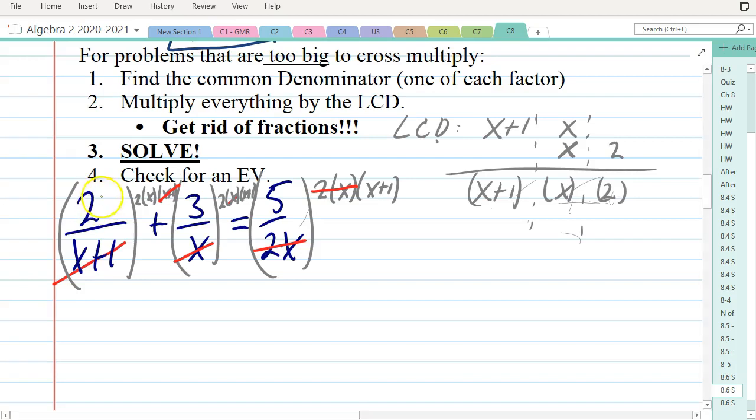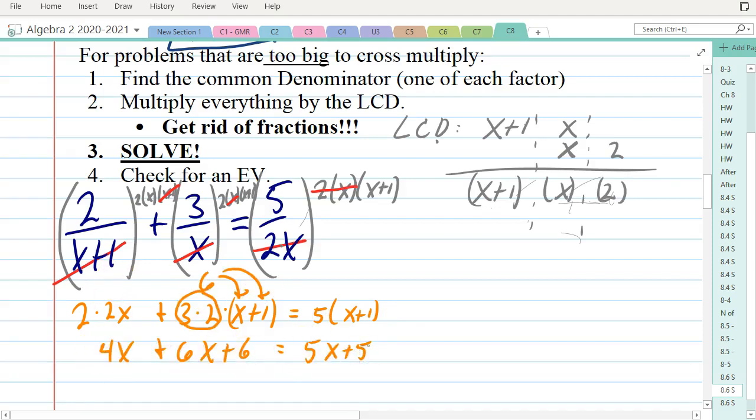And then you multiply whatever's left over. I have a 2 times 2x. Plus, I have a 3 times a 2 and an x plus 1. 3 times 2 times x plus 1. And a 5 times the x plus 1. Go through, multiply, distribute, whatever needs to happen. Combine like terms.